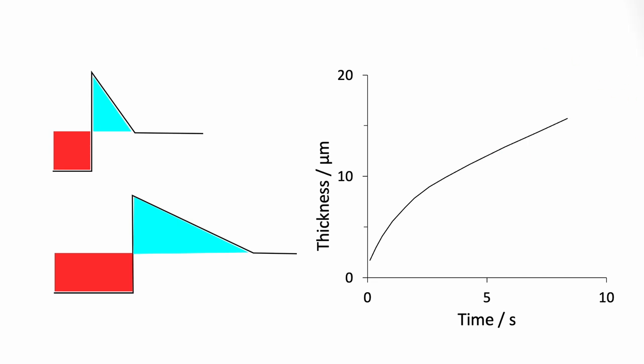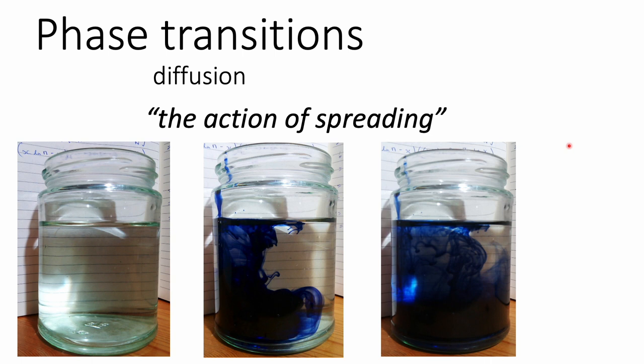So today's lecture is about diffusion, and I've illustrated this by taking a jar of water and very gently putting some blue ink into the jar, and over time you can see that the ink spreads out until eventually we will get a homogeneous solution with a uniform blue color. So diffusion is often defined as the action of spreading. You can see the spreading here.